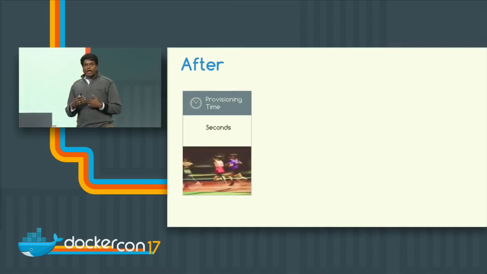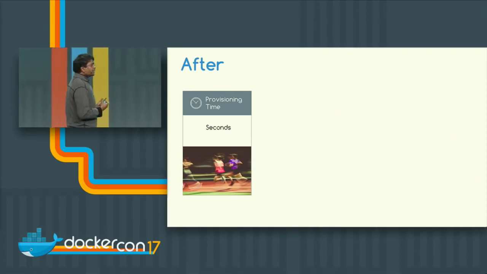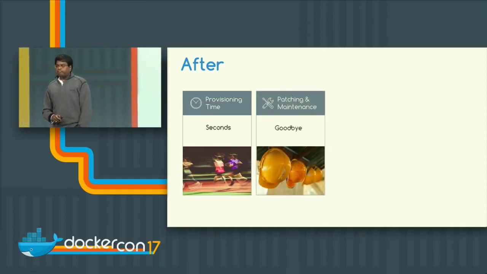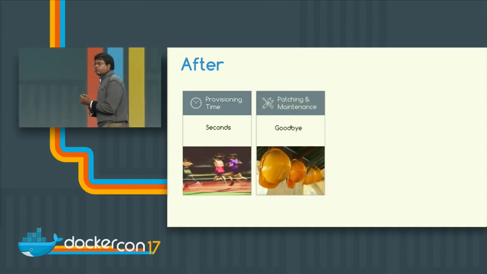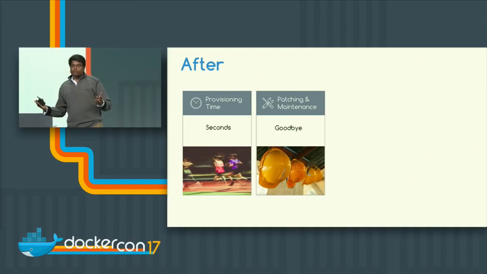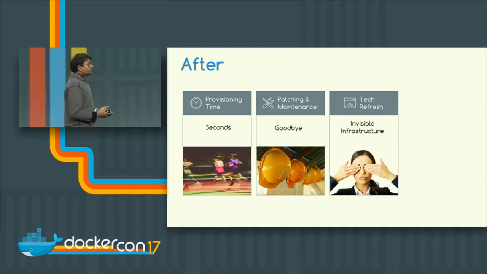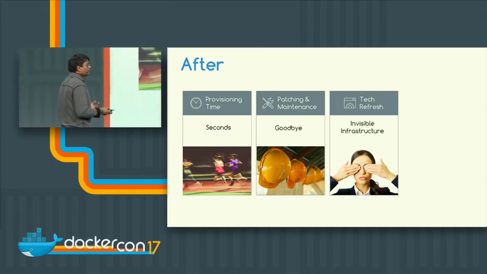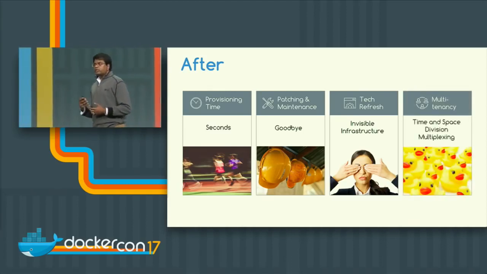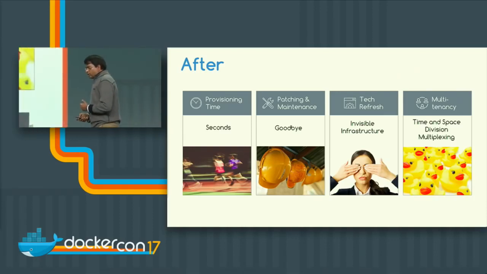And if you look at it after this is done, from a developer perspective, the provisioning time is in seconds, not like the days with the virtual environment that we had. And then secondly, from a patching and maintenance perspective, there's no need to patch. We can actually hang the hats. I like that image. And if you want to patch it, just redeploy the application. And the infrastructure is invisible. Our customers don't have to know any tech refresh. They don't need to know. And last and the most important, we have a lot of co-tenant customers, and we can do both time and space division multiplexing. Now let's talk about the lessons learned.